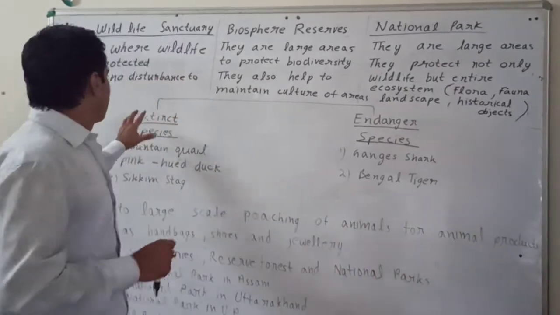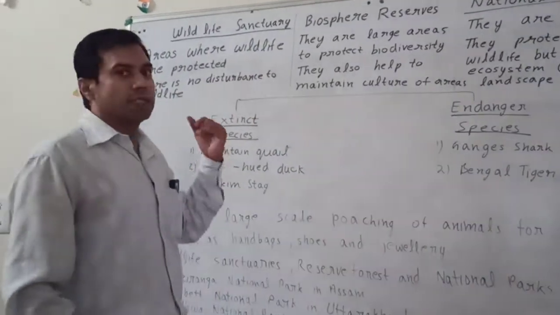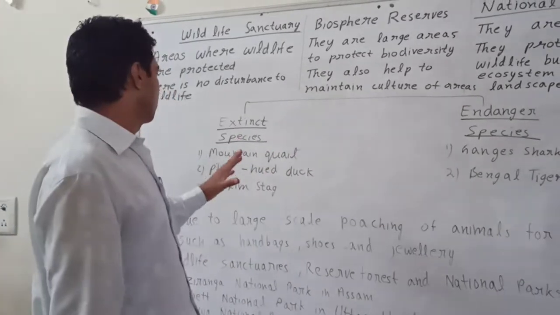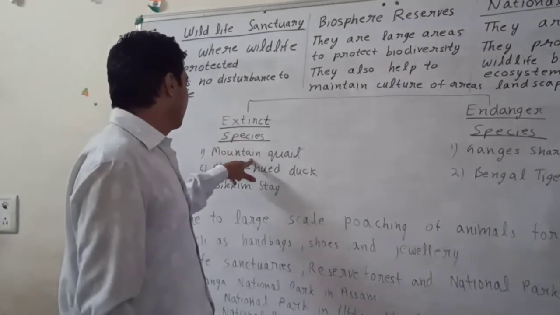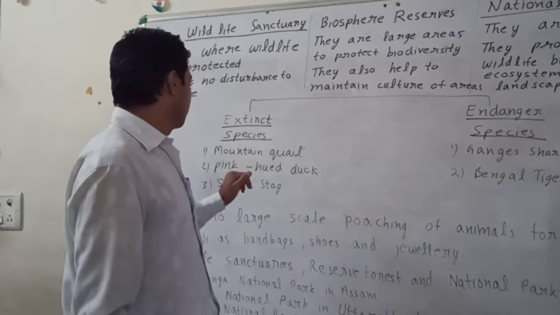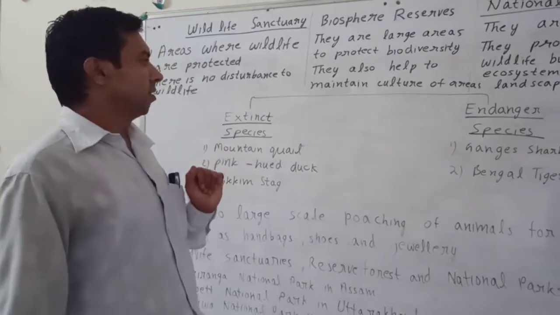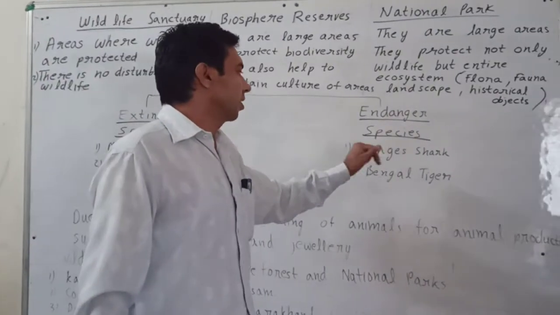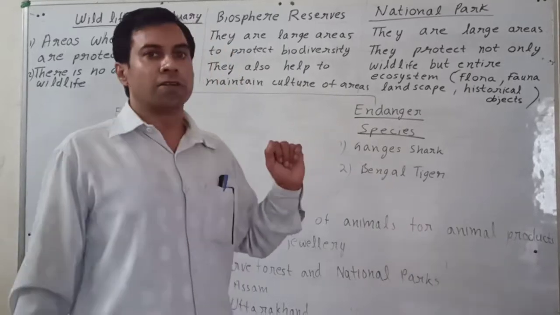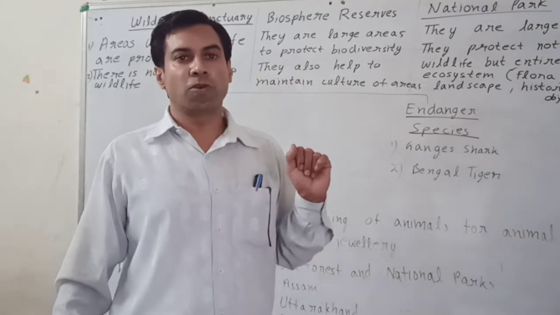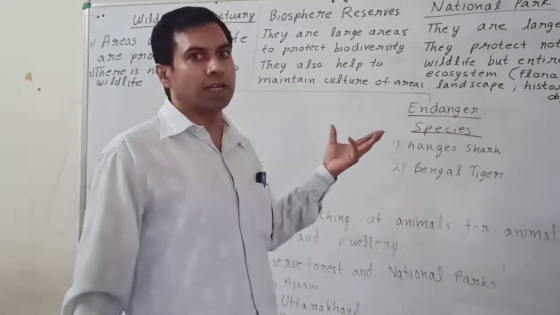Now, species which are extinct, they are no more: Mountain quail, Pink-headed duck, Sikkim stag. Endangered species: Ganga shark, Bengal tiger. So students, please read your book so that you can well understand what I have explained.